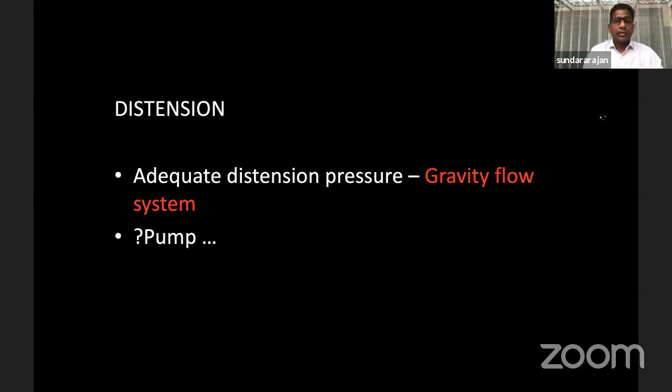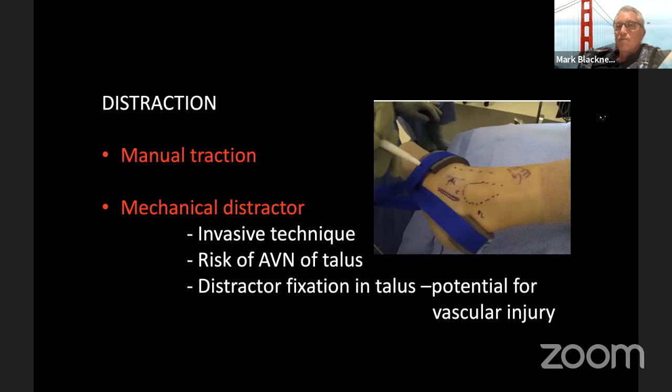Whether to use a pump? No, not necessary, because it's already a very small joint. The gravitational flow system is more than sufficient for an ankle arthroscopy. I use only manual traction. Many surgeons use manual traction, but a few surgeons still use a mechanical distractor. It has some advantages and disadvantages.